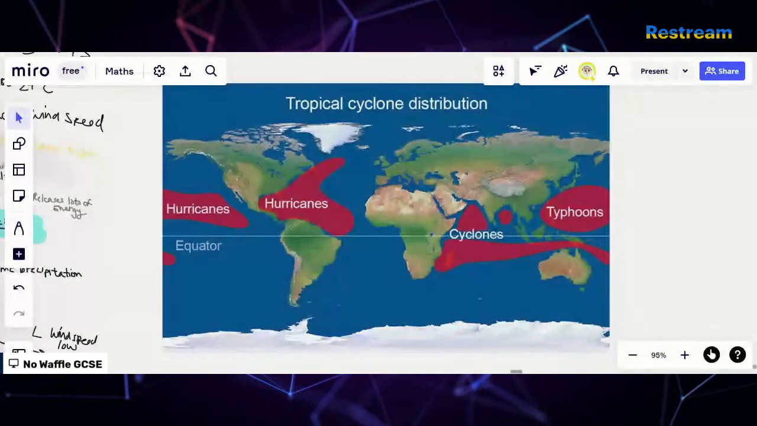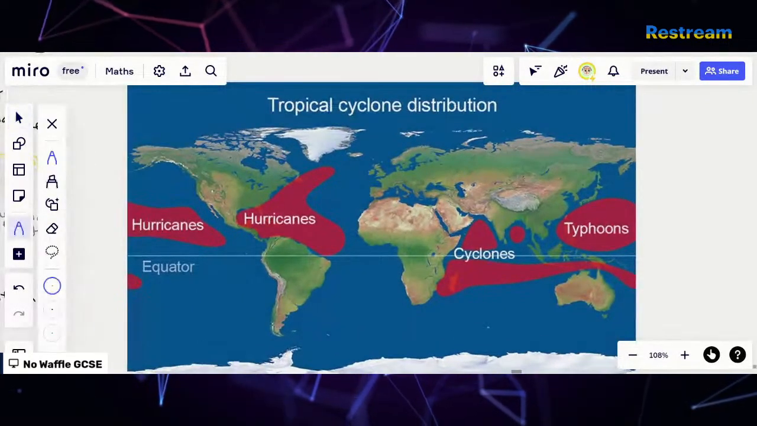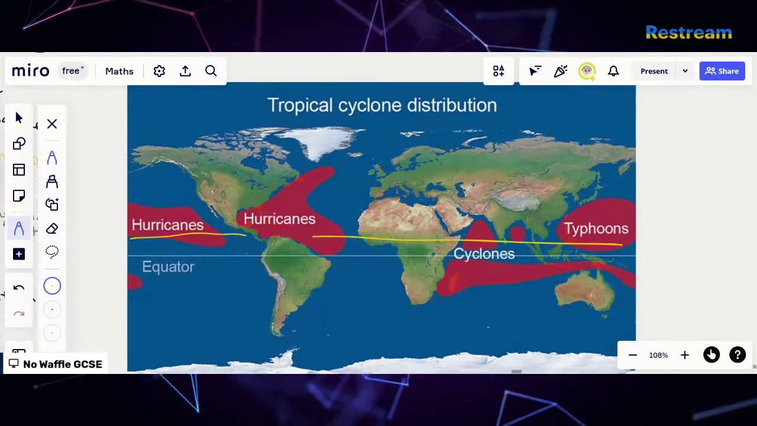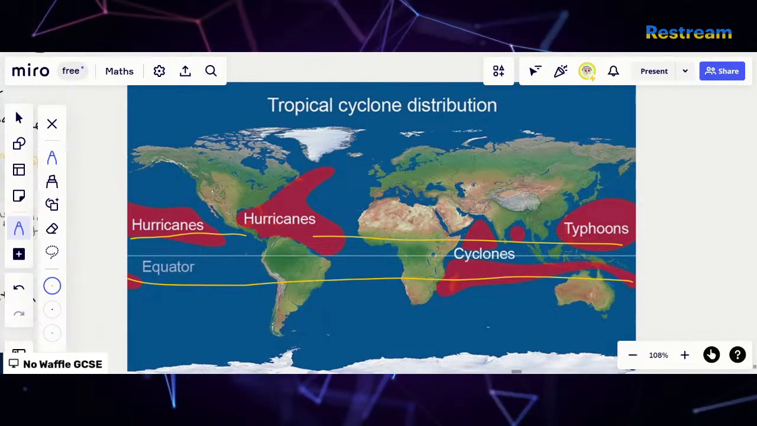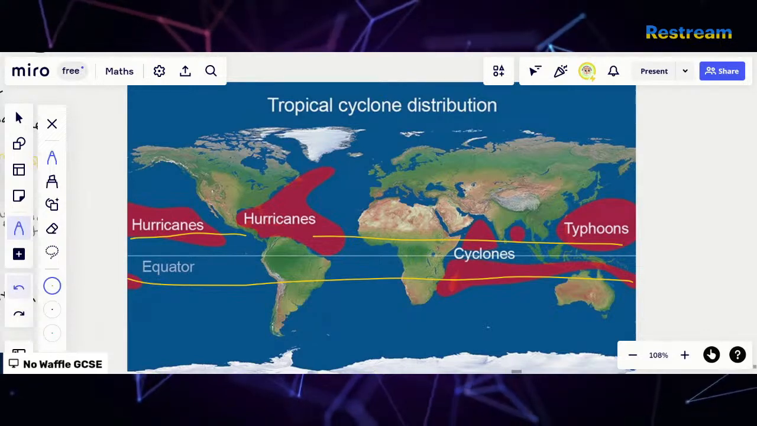So most tropical storms are caused by between 30 degrees north of the equator and 30 degrees south of the equator. So around the yellow lines. So that's where they're made. But if they're affecting areas like here and areas here, then that means that they must move.